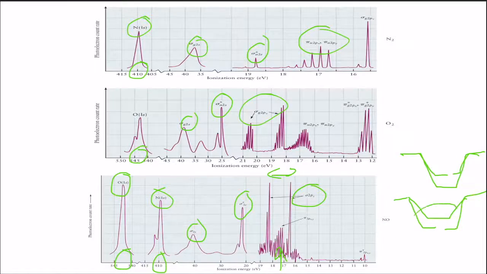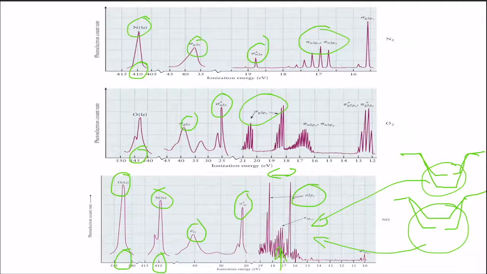However, is this one right or is this one right? Well, if you look, they're about the same. Okay, because of this splitting that comes from interactions with the sigma star 2s, it would be very hard to say which one is the more correct. I mean, it would be more correct to draw them exactly at the same energy.